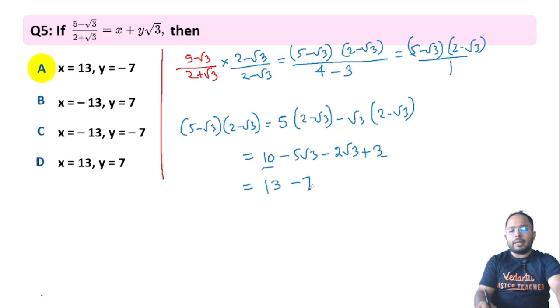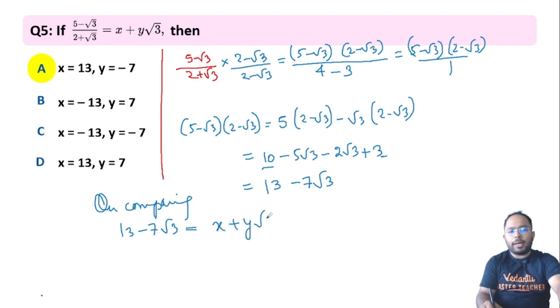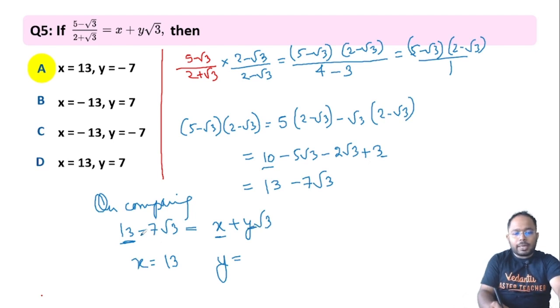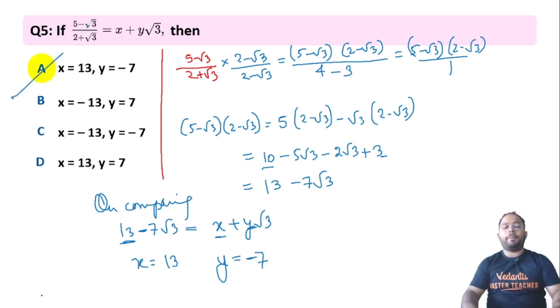This 2 adds 7 root 3. Now on comparing, check: 13 minus 7 root 3 gets compared with x plus y root 3. Now you check x. On comparing this and this, what do you get? 13. On comparing y, on this side you have minus 7. So that is what we get, the correct answer as A.